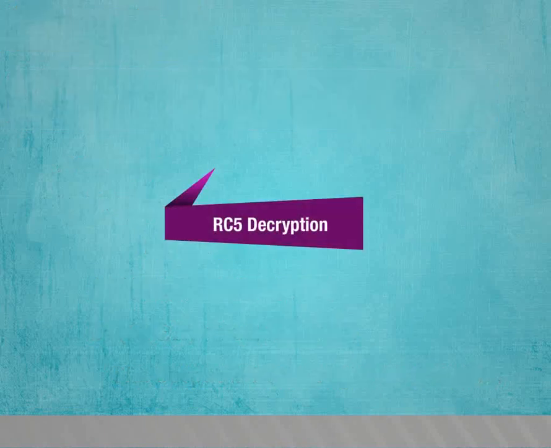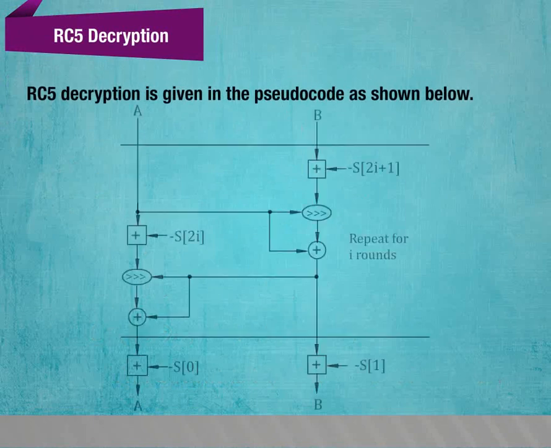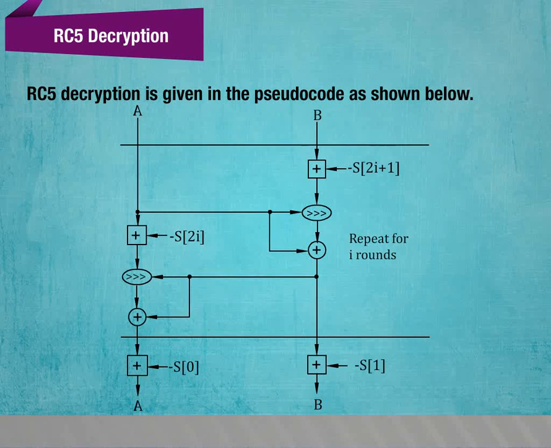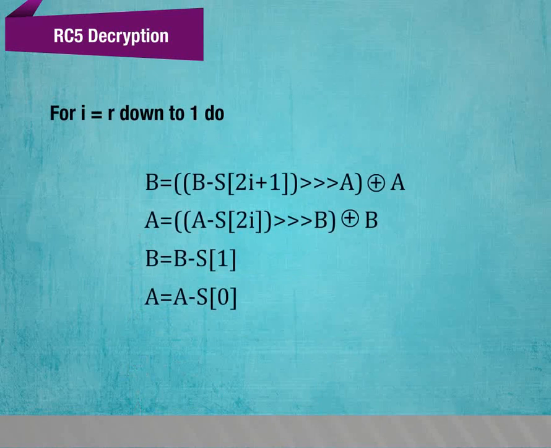RC5 decryption. RC5 decryption is given in the pseudocode as shown below. For I equal to R down to 1, do B is equal to the rotation of B minus S of 2I plus 1 to the right by A, XOR A. A is equal to the rotation of A minus S of 2I to the right by B, XOR B. B is equal to B minus S of 1. A is equal to A minus S of 0.